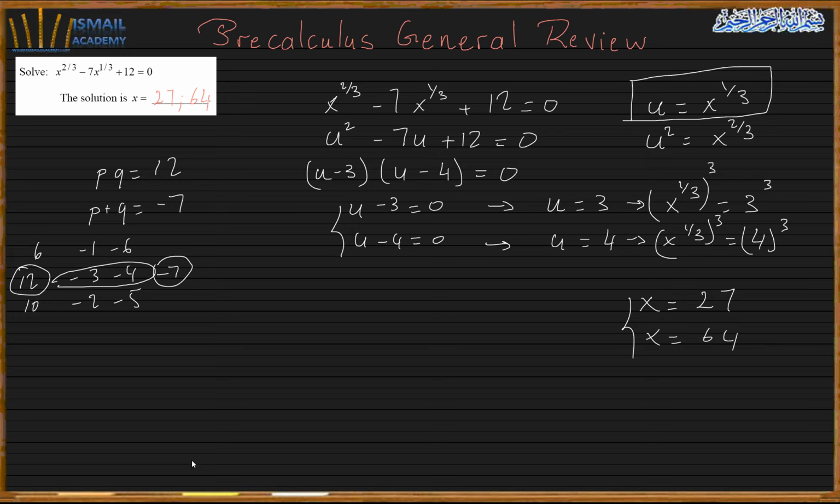I hope you got the idea. Each time you see the highest exponent is twice the middle one, right away it's quadratic. So try to substitute the middle one with u or v or whatever variable you want to choose, but don't substitute with x because you get confused. Alright, next question.